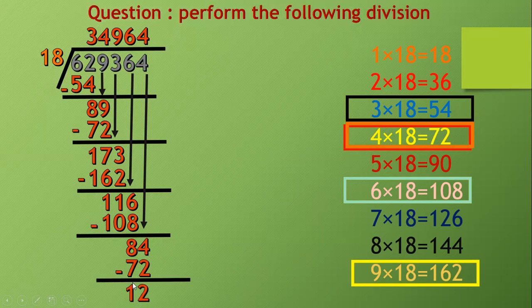Now 12 is less than 18. So division is complete because it is less than 18. So our final answer after division we get is called the quotient. Here our quotient is 34,964 and our remainder is 12.